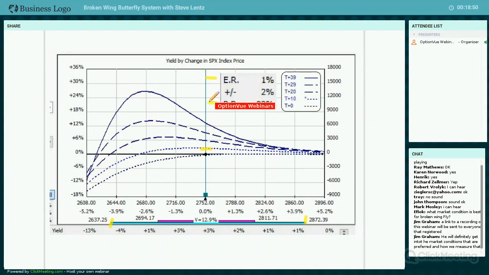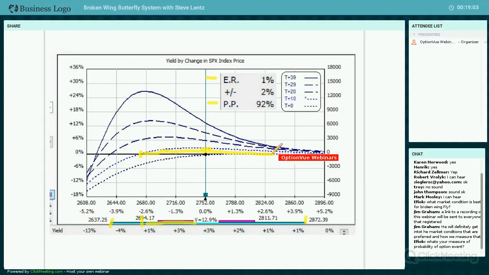The probability is at 92%. You can see that the break-even is way over here, and most of this bell curve is now encompassed by profitableness, where we are above the zero break-even line, going way out there. You see that? Let's go to T plus 20 now.